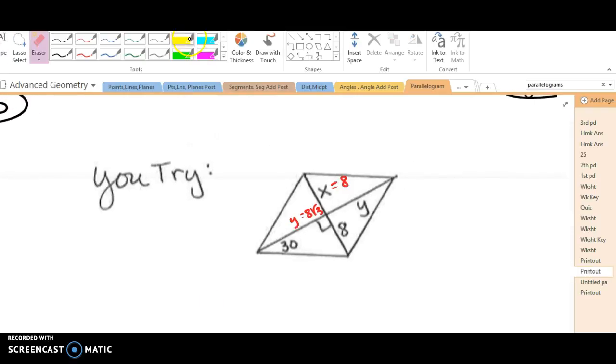Okay, you should have gotten x to be 8 since the pieces of the diagonal were equal, and then using the 30, 60, 90 triangle here, across from 30 was 8, so y across from 60 would be 8 square root 3.